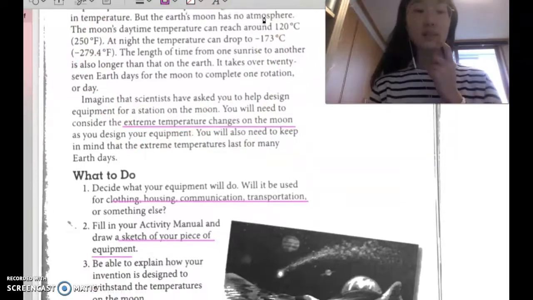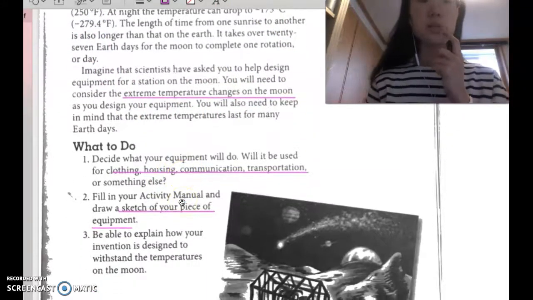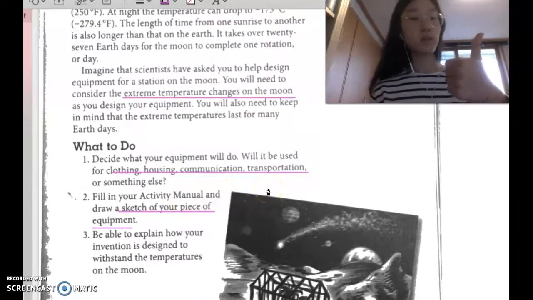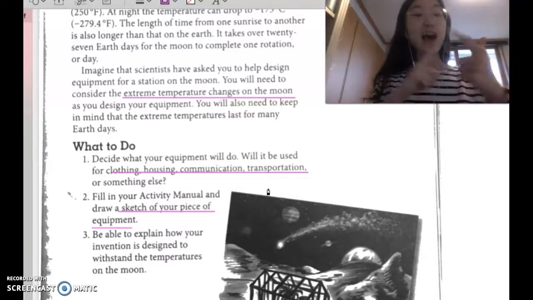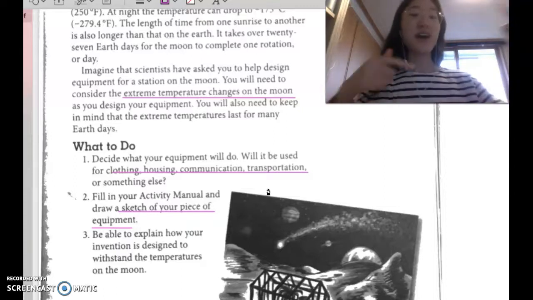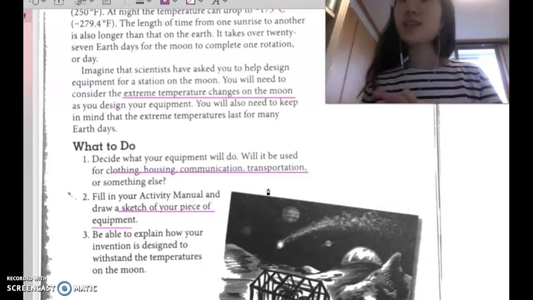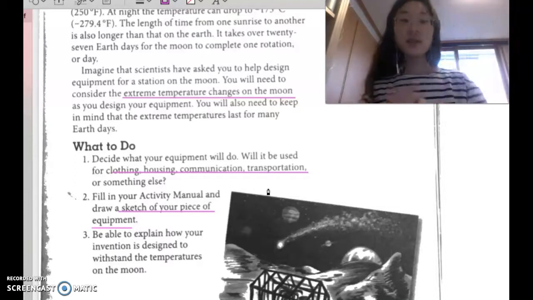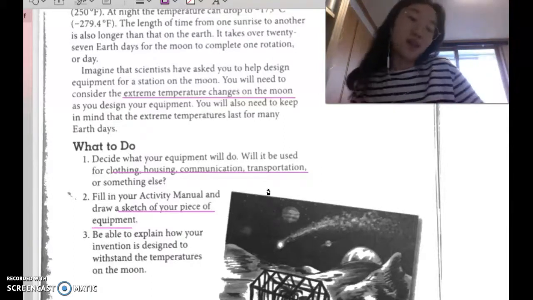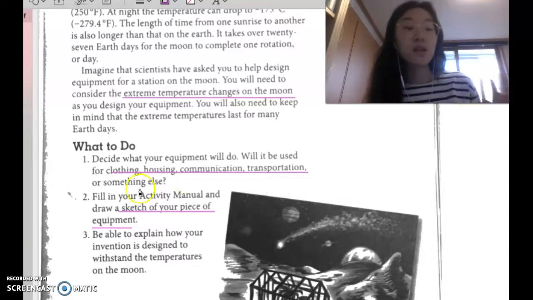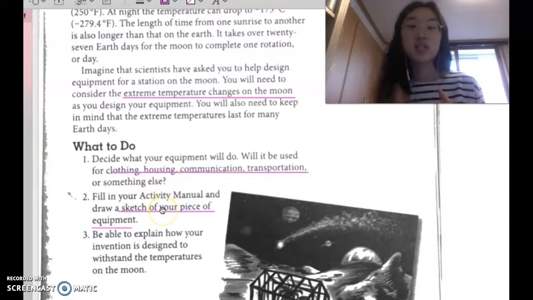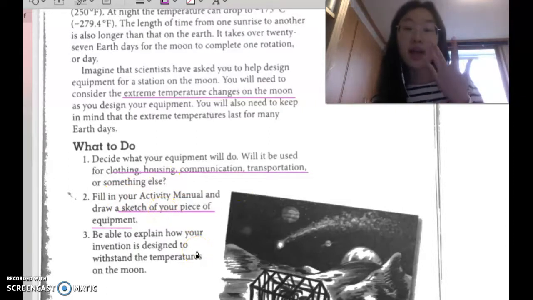Cool. So steps. Number 1, decide what your equipment will do. Will it be used for clothing, meaning you can design uniform outfits? That would be fun. Housing: you can design an astronaut house. Communication, like phones or computers. Transportation, like a rocket or something else. So you can choose, okay? Fill in your activity manual and draw a sketch of your piece of equipment.